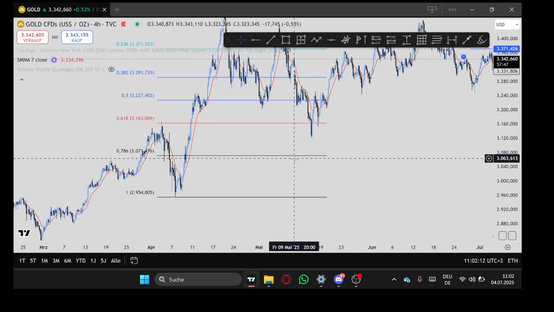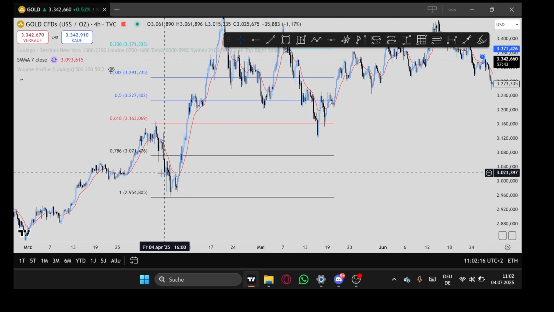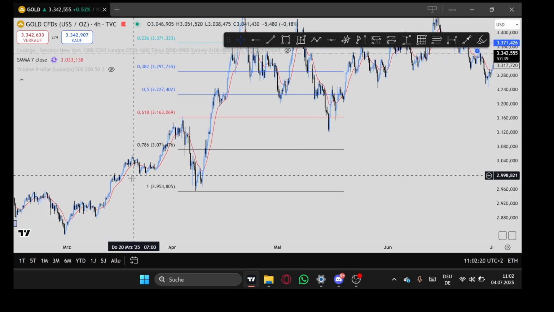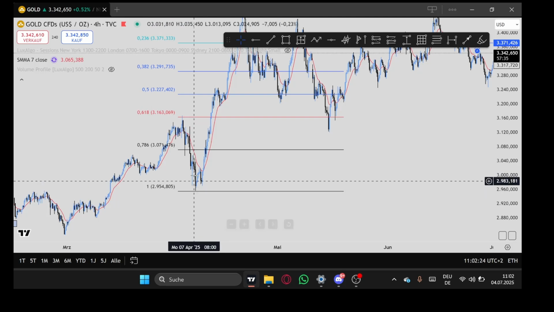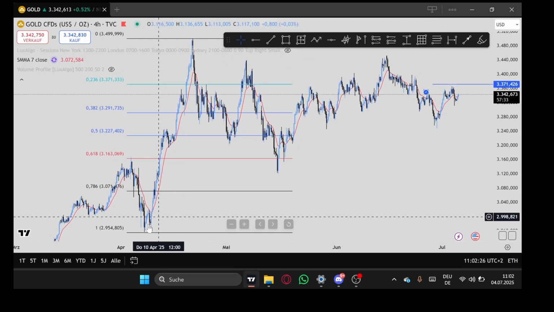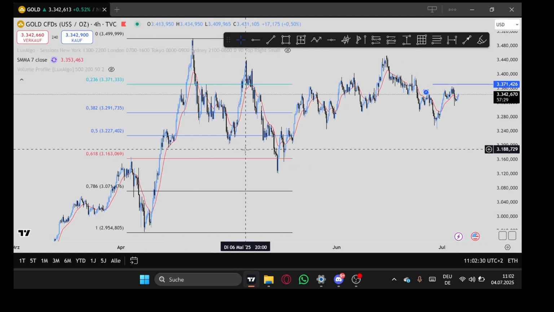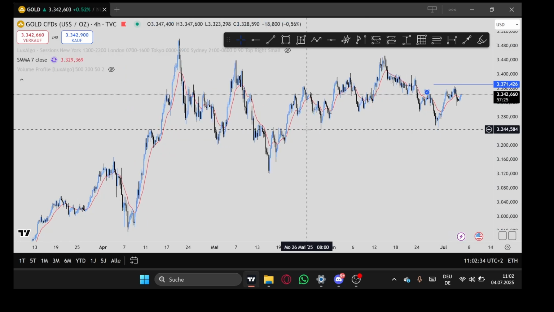This is the why I put the fib here: it was the last structural low. So these lows were broken with this one here. That's why I've put it back down here, and the high explains itself. So this is one way.